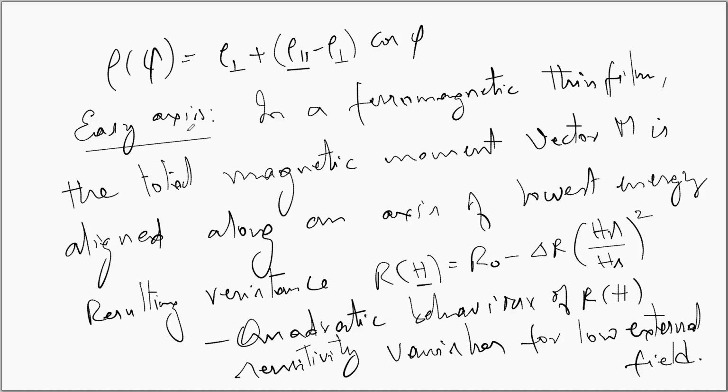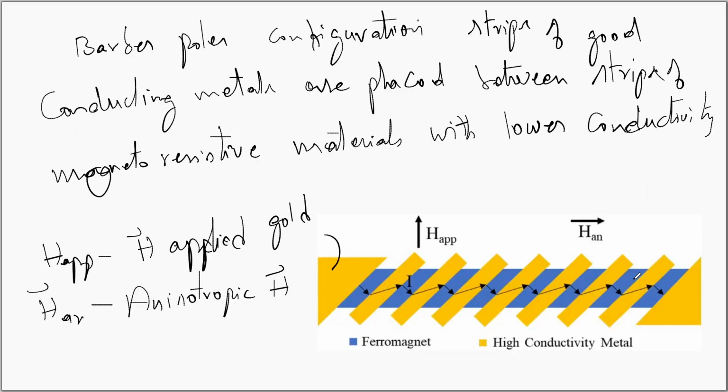We have defined a new term called easy axis. In a ferromagnetic thin film, total magnetic moment vector M is aligned along an axis of lowest energy, and this axis is called the easy axis. The resultant resistance is having a quadratic behavior. As a result, for low fields, sensitivity of the sensor vanishes. To linearize the sensitivity, we have discussed one popular configuration, the Barber pole configuration.